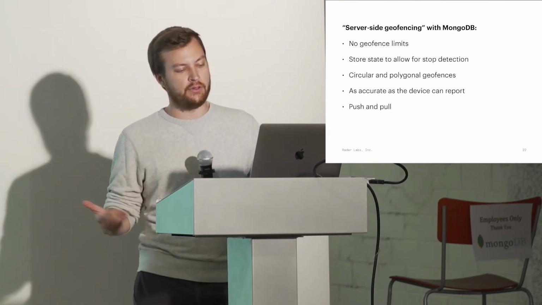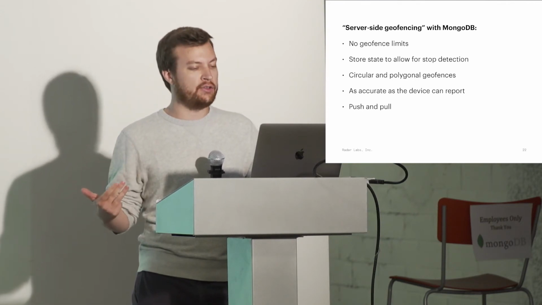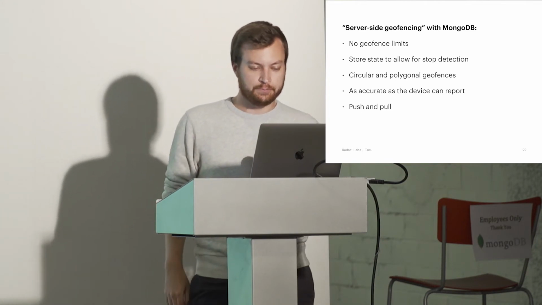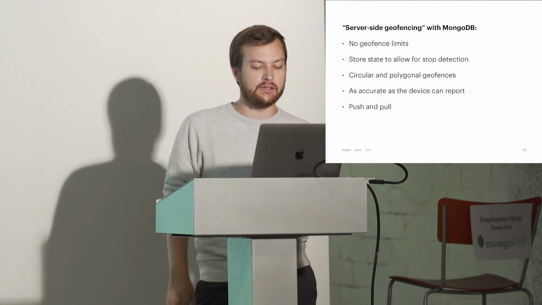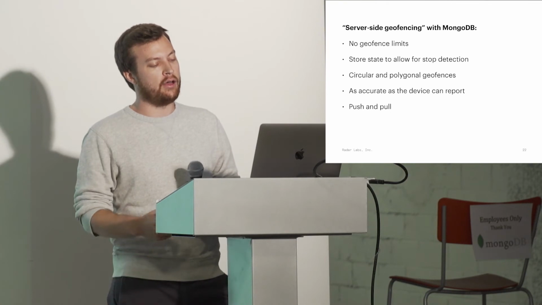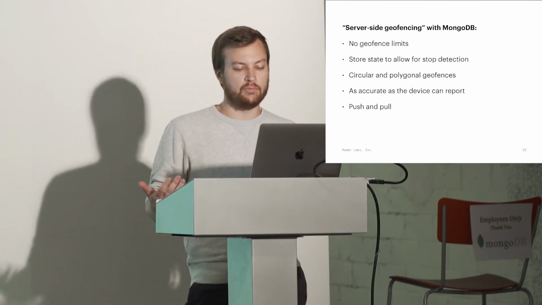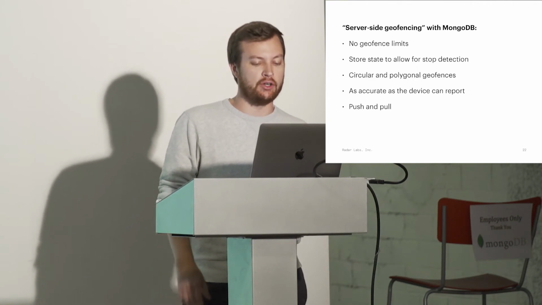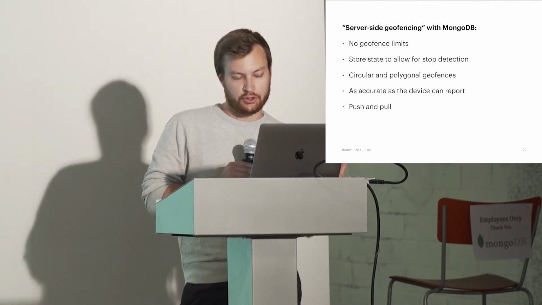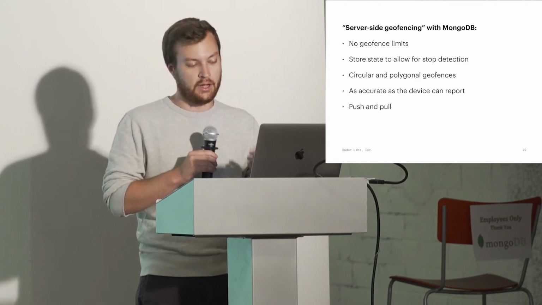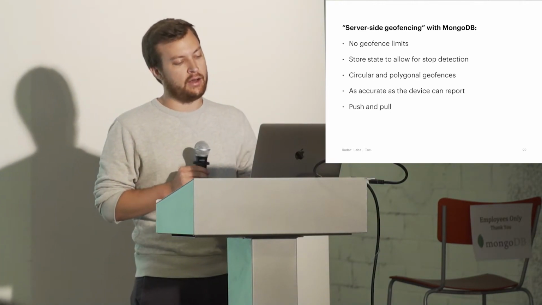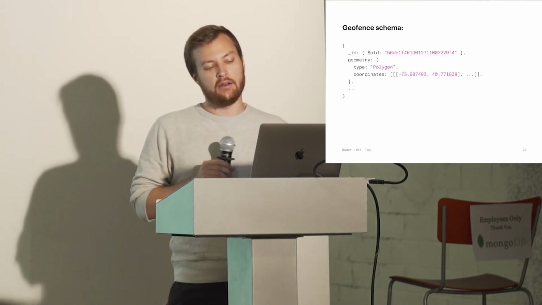It lets us store the state for the user, whether that's what geofences they're in and when they entered them, or the user's location history, so that we can do stop detection and dwell events. We support circular and polygon geofences. It's as accurate as the device can report. So we take lat longs in with an accuracy assigned by the device. And we can do geofences as small as 30 meters in practice based on what the device can give us. And it's push and pull, so we can diff the user's current geofences and the geofences they were in to get entry and exit events. We can also write geospatial queries to figure out which regions the user is in at any given time. So I'll show you what that looks like in a second.